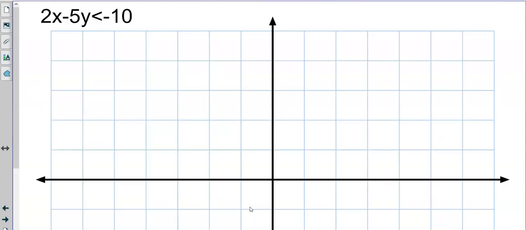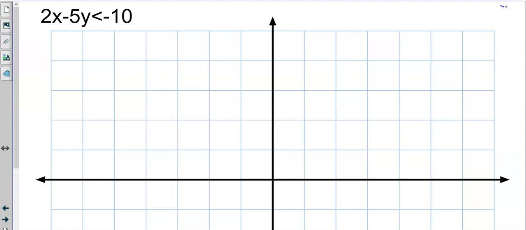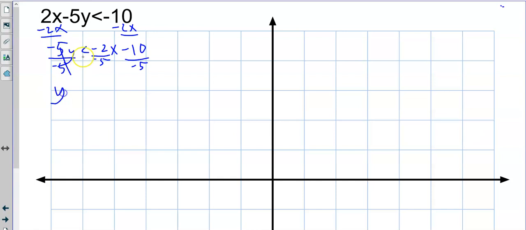Okay, let's just try this one. So we're going to try to put this in the right form, or at least a form that is easier for us to graph, and then we'll graph it and see what happens here. So I'm going to subtract 2x, and you get -5y is less than -2x minus 10. Remember, if you divide by a negative, like we are here, you get y is, instead of less than, going to be greater than. The sign is going to switch when you divide by a negative. So it'd be 2/5 x minus 2.